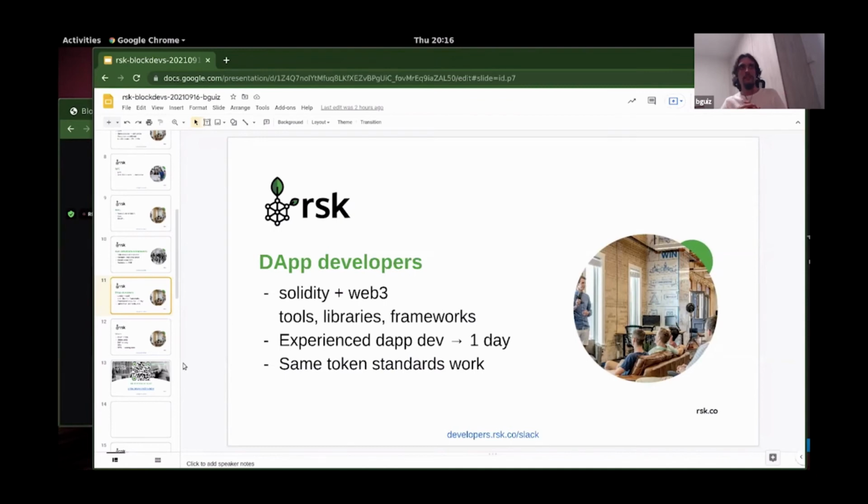Another interesting thing for DApp developers, and this is an explicit question I've been asked many times, is does RSK support ERC20 or ERC721 or whatever token standard? Yes, it does. Because the same Solidity smart contracts are able to compile and the bytecode is the same, the same token standards that work on Ethereum also work on RSK. So you could literally take the same code and deploy it on both networks. And we've actually seen several companies do that before as well.